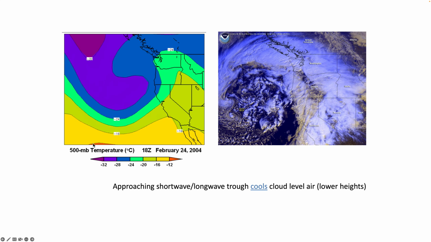on the very southern edge of the map over the Pacific. The temperatures are as cold as 32 below 0 in the base of the trough off the coast of British Columbia. And so we have really, really cold upper level temperatures.